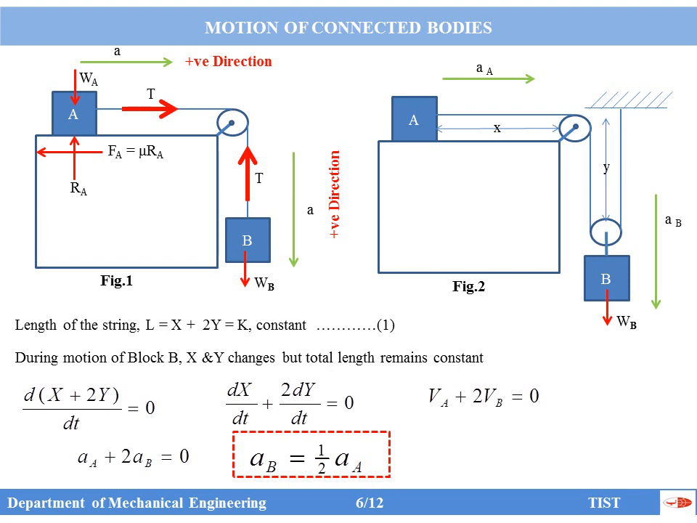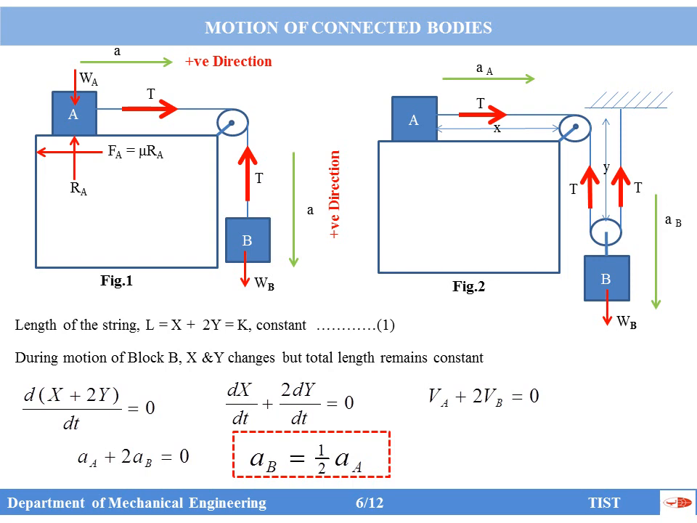Now go to figure 2. WB is in the downward direction, and for block B there are two T's acting. One T is in one string and the other T is in the next string, so in net effect there will be 2T acting on block B. That 2T is in the opposite direction and WB is in the downward direction. So here positive is WB for block B, and the negative direction is not simply T, 2T is in the negative direction.